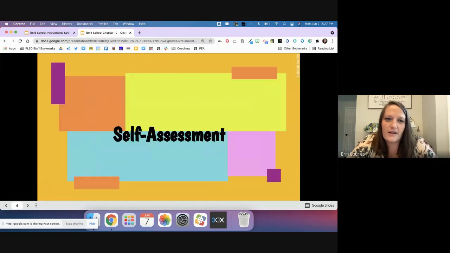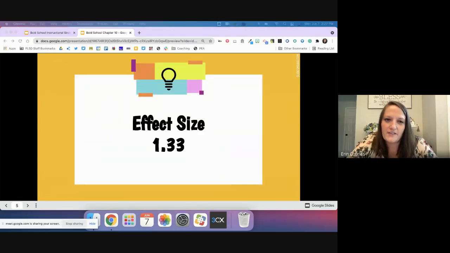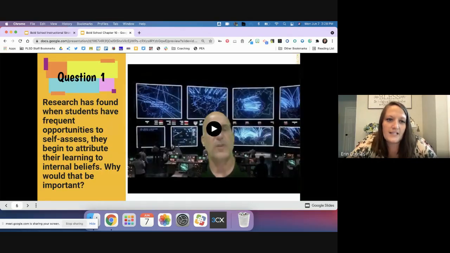All right, so our effect size is actually one of the highest I think that we've seen today so far, 1.33. It's about 3 years growth according to the book if it's done with fidelity. So it's a big one. And I'll let Todd start out.